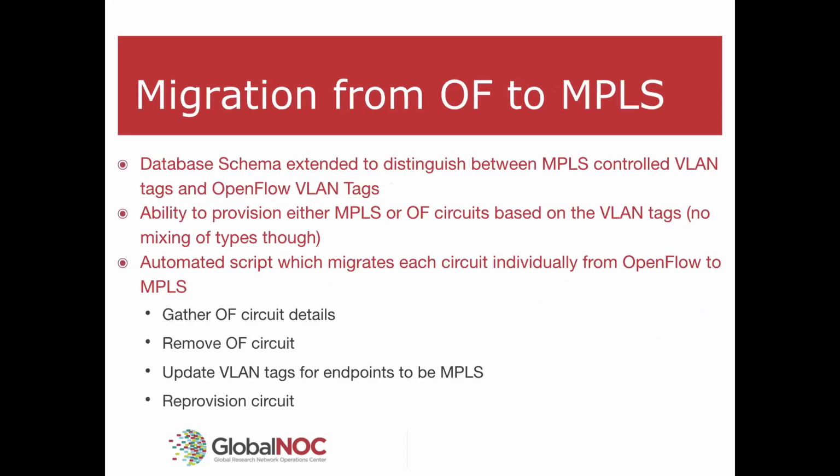Essentially, we extended the database schema so that we could distinguish which VLAN tags on each port were controlled by OpenFlow and which were controlled by MPLS. And then we could provision either MPLS or OpenFlow based on what those VLAN tags were configured for. You just couldn't mix them, so you couldn't do an MPLS to OpenFlow circuit. And then we had an automated script which would migrate each circuit individually. It would gather the OpenFlow circuit details, remove the OpenFlow circuit, update the VLAN tags to be MPLS, and then reprovision that circuit.